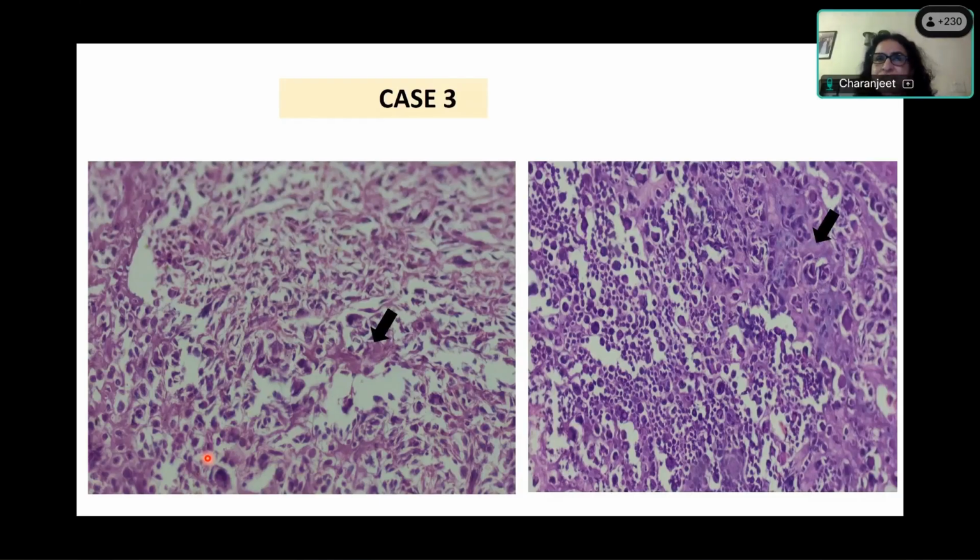Okay, second differential, Dr. Jasleen, which you said was correct. What is the second differential? Metaplastic carcinoma. Very good. But in metaplastic carcinoma, in addition to these features, what else will you see? To call it a metaplastic carcinoma, what else will you see?